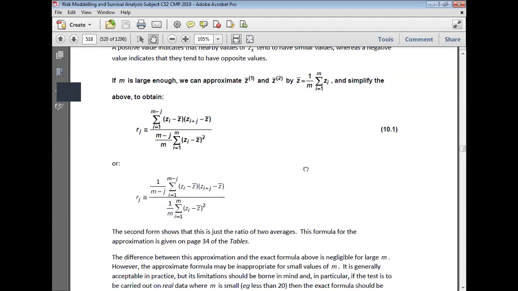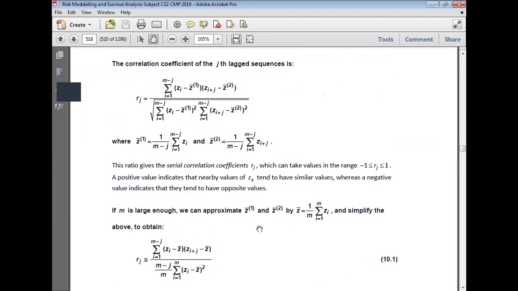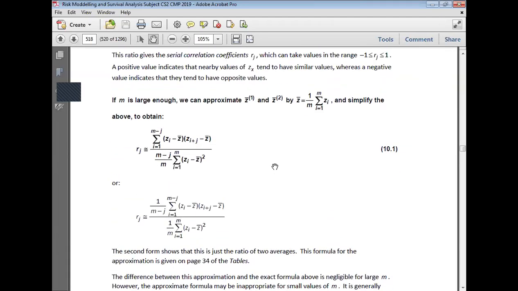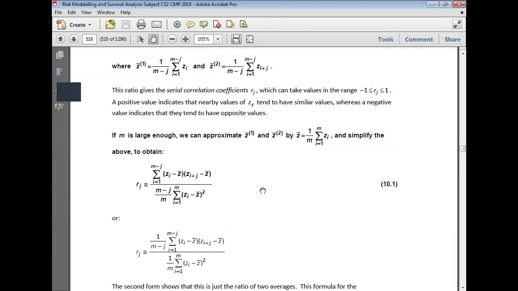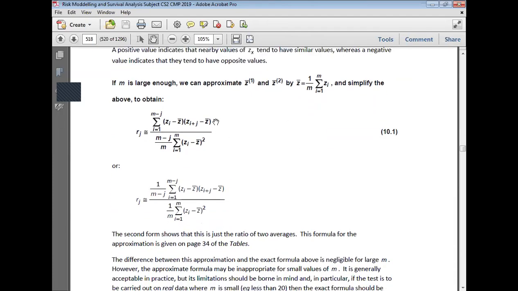Once we do that, this is the actual formula, but you can sometimes say that if your M is large enough, then the average value for this and this, because you are hardly ignoring two values of Z, might not be that significant. So your Z bar 1 and Z bar 2 could be easily approximated by the single Z bar. And then you can use this particular approximation. And then what you can do is, from the denominator, you have this M minus j here.